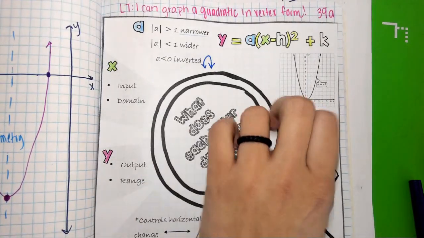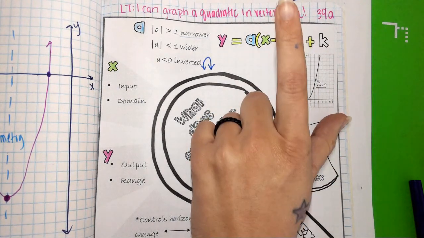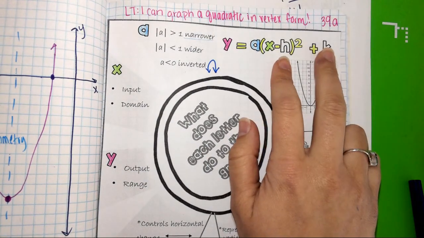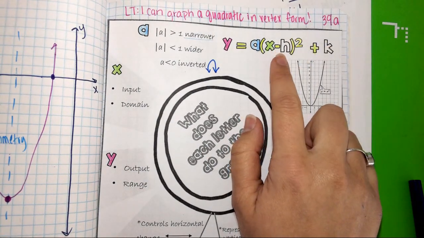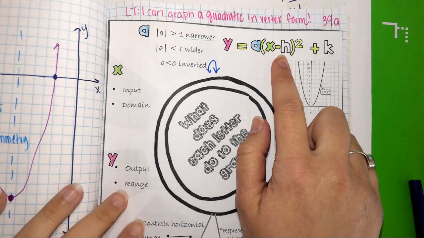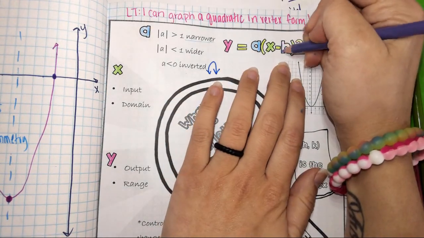Now, H and K are very special. In vertex form, H and K represent the vertex. H, does it come first or second? First. So that means that it's the X value of your vertex. All right, so let's color that. Whatever color you want, mine's going to be this pretty purple.